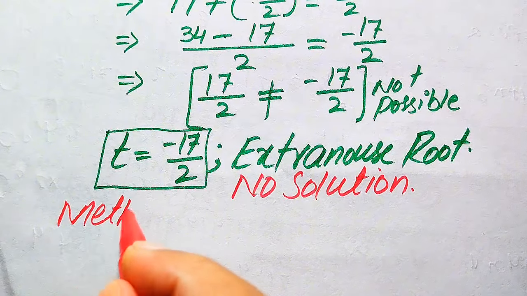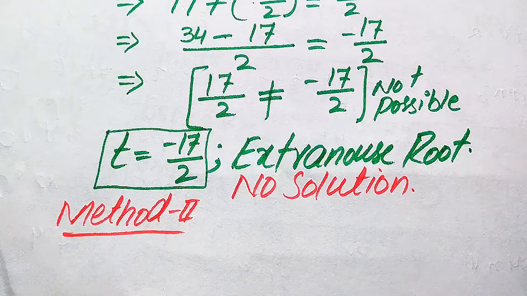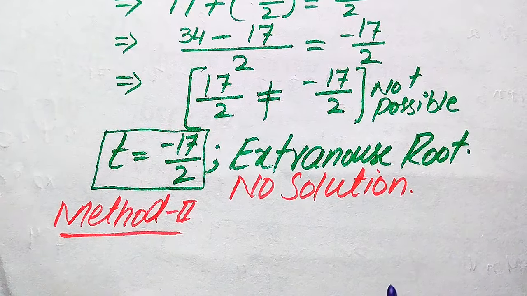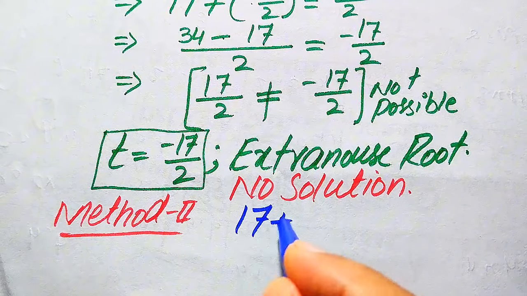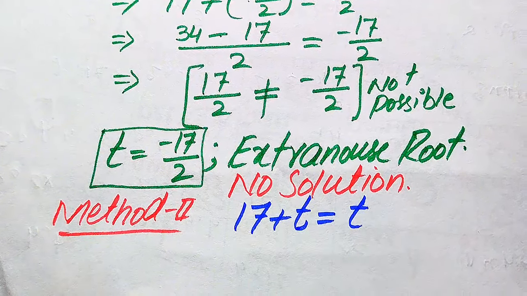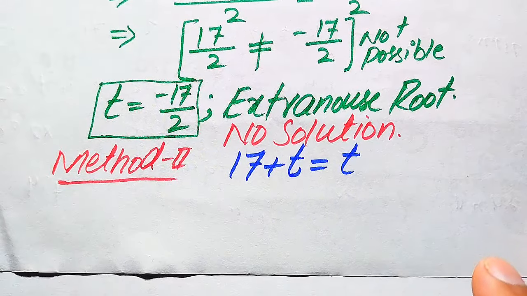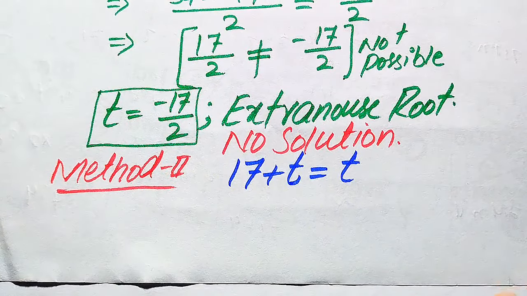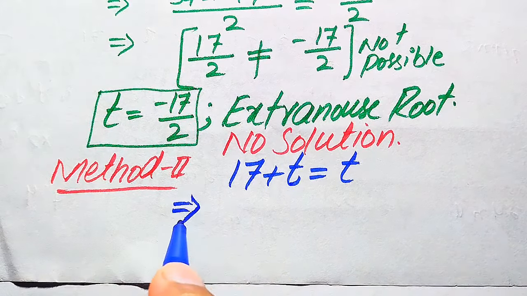and now here we again solve this problem with the second method. In the second method we need to copy down the given question statement here, and the given question statement is 17 plus t is equals to t. So this is the second method. In the second method we directly conclude about the solution set of this question. We don't need to find any root of this equation, or any value of t. So that's why we just solve this problem directly.